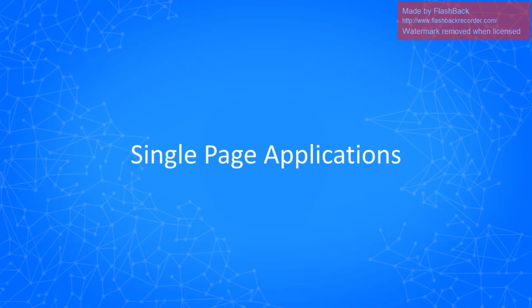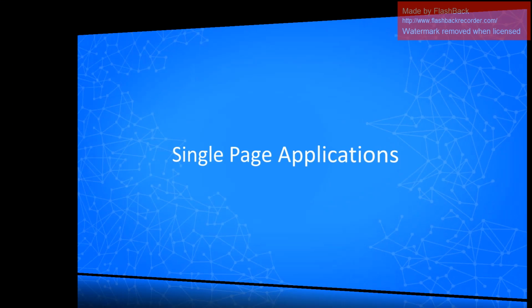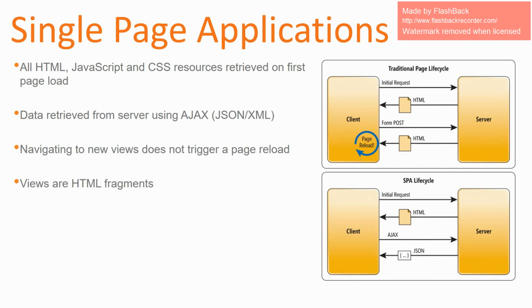So let's talk about single page applications, called SPA. In an SPA application, resources like CSS, JavaScript, and HTML are first loaded when the page loads. Data is retrieved from the server using AJAX calls. Navigating to new views does not trigger a page reload, and views are HTML fragments rather than big HTML files.